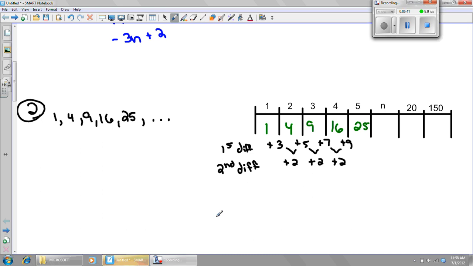Whenever you get the same difference on your second differences, your formula is going to be something like n to the second power, n squared. It's not going to be a 2n. 2n would be like 1, 3, 5, 7, 9, where the first differences are all 2 apart. Our first differences were all different. Our second differences were all the same.